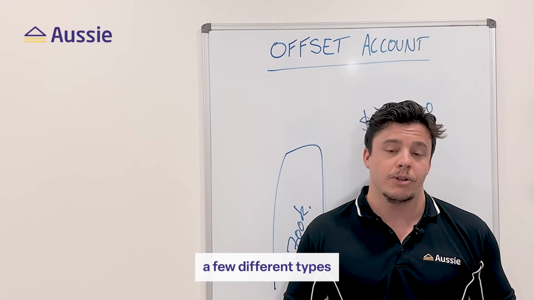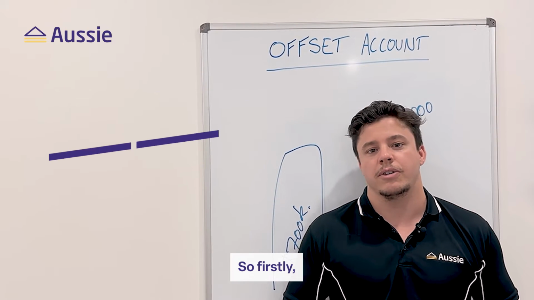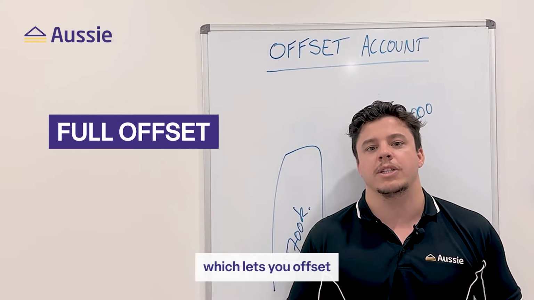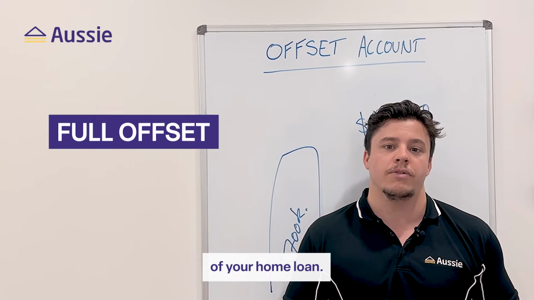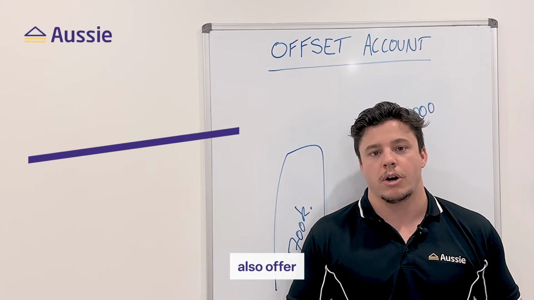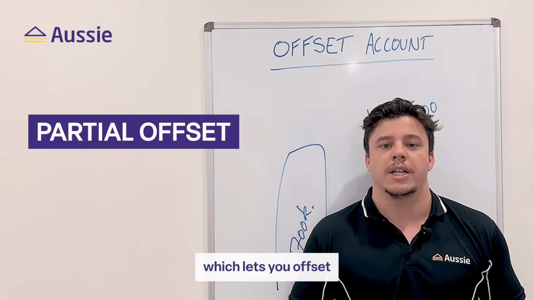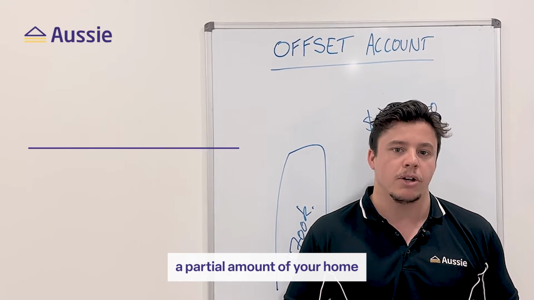Are there different types of offset accounts? Yes, there are a few different types of offset accounts. Firstly, you've got a full offset account, which lets you offset the full balance of your home loan. And then some lenders also offer partial offset accounts, which lets you offset a partial amount of your home loan.